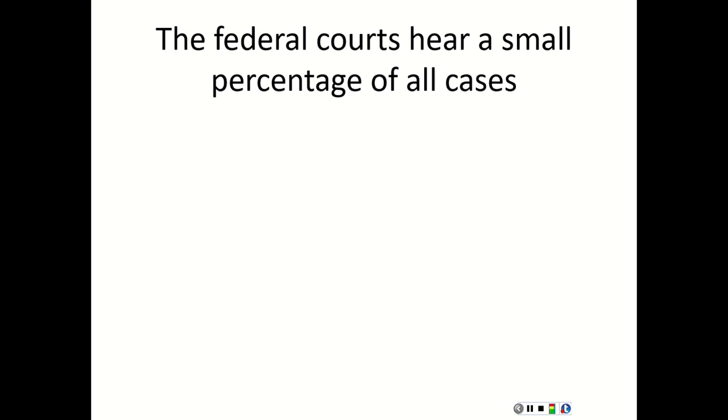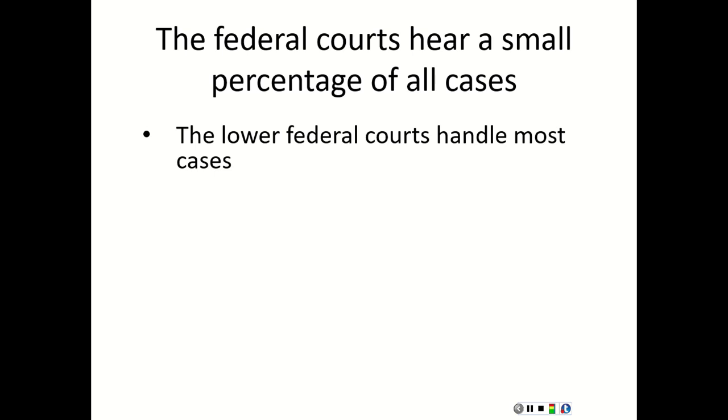So about 95% of all crime or all civil laws are tried at the state level. That means only 5% is tried at the federal level, or it may be tried at the state level, but then there's a constitutional question, so it jumps to the federal level. But yeah, they don't hear much. But let's look at each one.